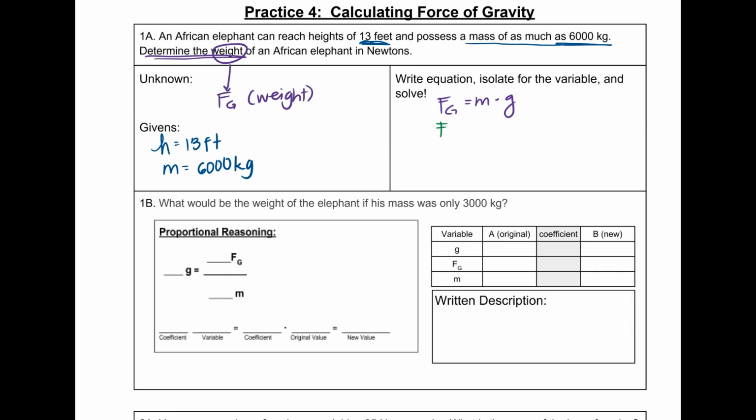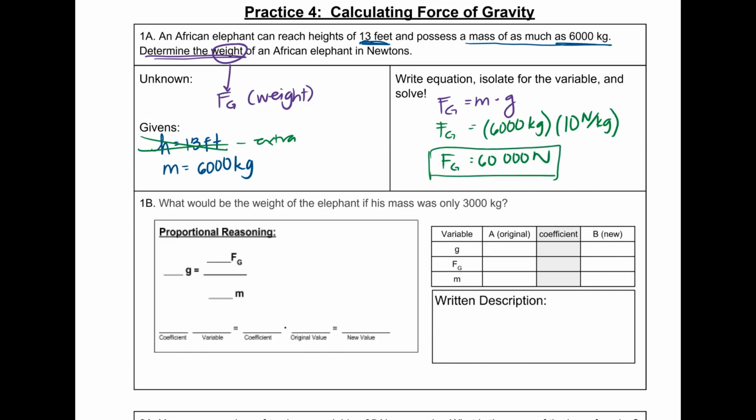We're going to be using the gravitational field strength of Earth because that's where we are. All right, so Fg is equal to mass. Since there's no height needed in our equation, we actually don't need it. This was extra information. So we have 6,000 kilograms times 10 newtons per kilogram, and we get 60,000 newtons. And that is our answer for this part.